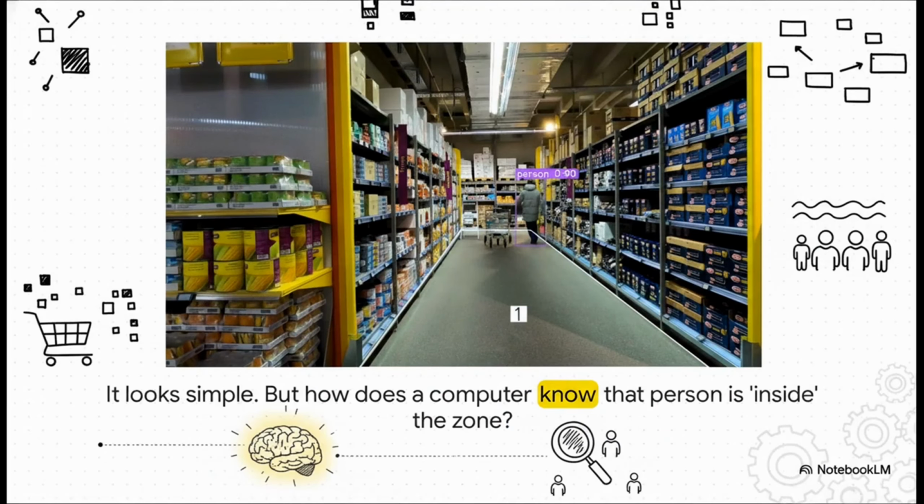All right, so let's just dive right in. You see this image, right? A person's in a store aisle, there's a little zone drawn on the floor, and a big number 1 on the screen. To you and me, that is dead simple, obvious. But how do you teach a machine to make that same call? I mean, all it sees is a flat grid of pixels. How does it even know that's a person, let alone figure out if they're inside that zone in 3D space? That's the real challenge here.